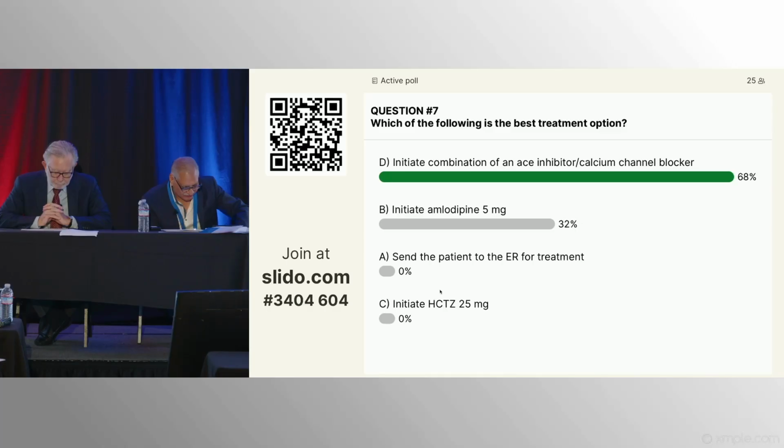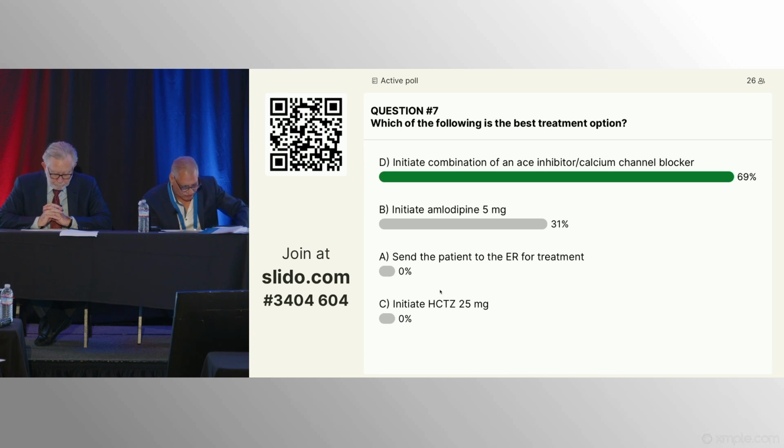Okay, next question. A 62-year-old man comes to you concerned about his blood pressure, which averages 160 over 90 millimeters of mercury. His blood pressure in your office is 162 over 100. He is asymptomatic. Physical examination is unremarkable. Which of the following is the best treatment option?